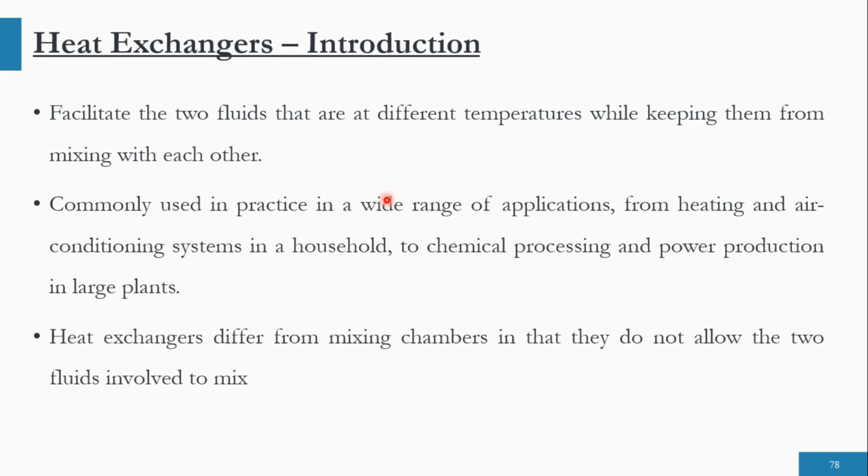Heat exchangers are commonly used in practice in a wide range of applications, from heating and air conditioning systems in a household, which is a very typical example, such as heaters, air conditioners, or air coolers in the house. So it is a very important aspect of heat exchange in daily life. They are also used in chemical processing and power production in large plants. If we talk about the boiler system, turbine system, or condenser system, the heat exchangers play a vital role there.